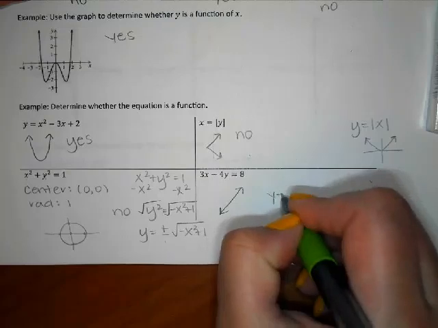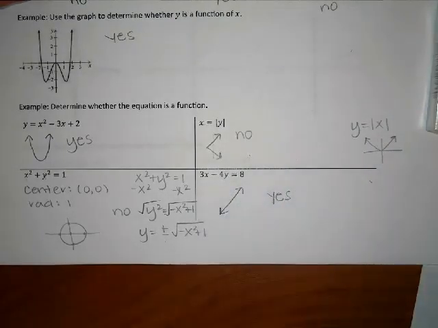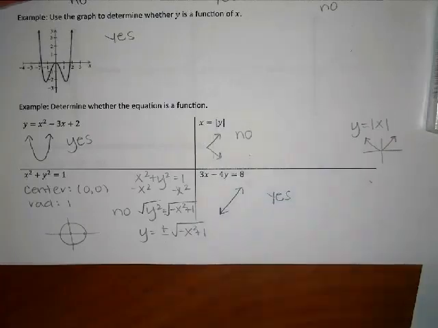And if we solved for y, we would just get something like y equals mx plus b, some sort of fraction probably for the slope, and then some sort of y-intercept. So we can definitely solve this one for y, even though it's not currently solved for y. So that is definitely a function.